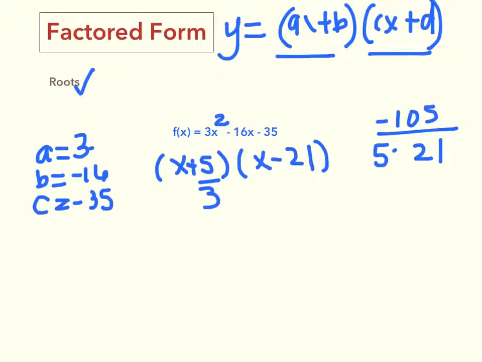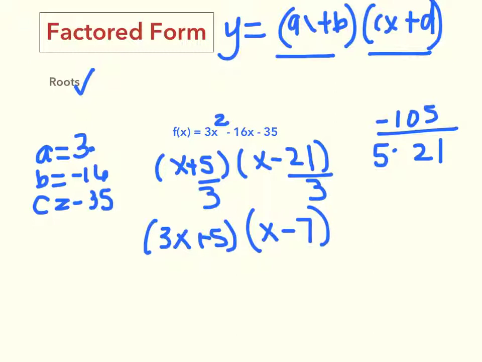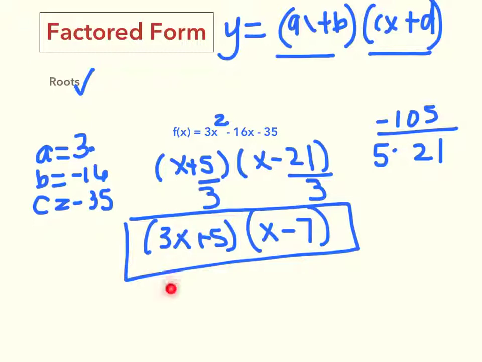Then we divide by our a, and if it doesn't divide or simplify, we kick it into the front, or we move it into the front of the x. And this one, 21 divided by 3, does divide to negative 7. So now we have our factored form right here. And if we were to set this equal to 0 and this one equal to 0, we would have our roots.